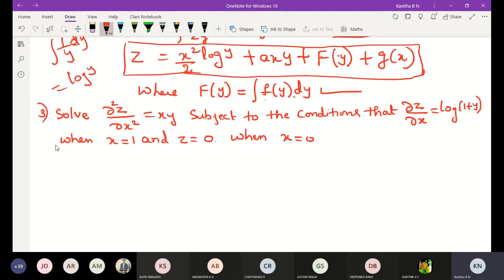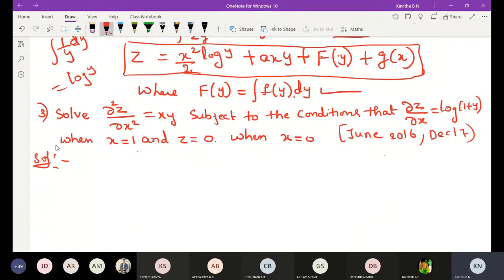Write down here. Solve del square z by del x square is equal to xy, subject to the condition that del z by del x is equal to log of 1 plus y when x is equal to 1 and z is equal to 0 when x is equal to 0. Write the question. This question appeared in the VTU exams, in June 2016 and also December 2017.